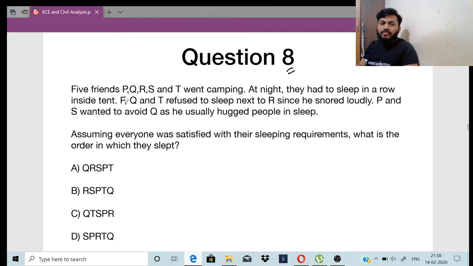Question 8. 5 friends P, Q, R, S, T went camping. At night they had to sleep in a row inside the tent. P, Q and T refused to sleep next to R since he snored loudly. P and S wanted to avoid Q as he usually hugged people in sleep. Assuming everyone was satisfied with their sleeping requirements, what is the order in which they slept?